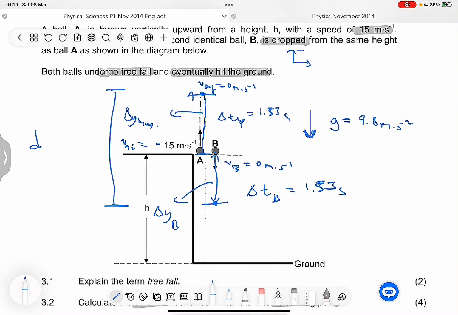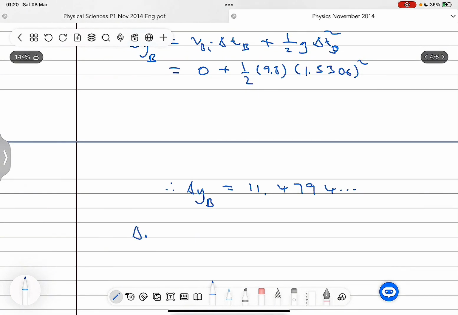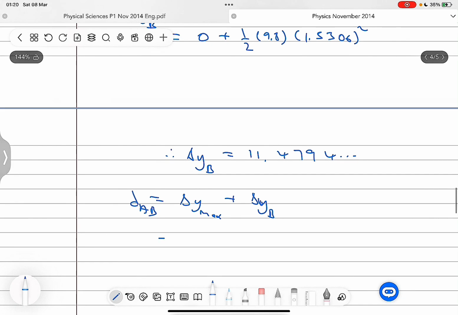You can see that it is going to be determined by change in y max, meaning this distance, plus change in y of B. So I'm saying this distance plus this distance would actually give me that distance. Now I'm going to write that equation down to say we are looking for the distance between ball A and B. We can say AB, so that now it is going to be given by change in y max plus change in y of B.